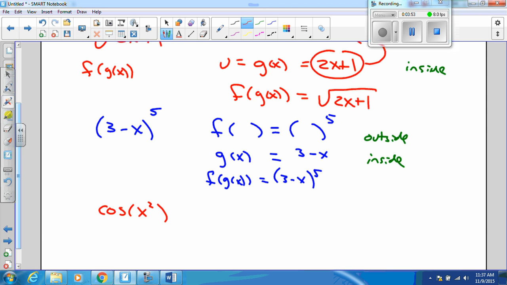And what is my outside, Luke? Outside is cosine, and the inside, you? X squared. X squared. Just like that. Outside and inside.